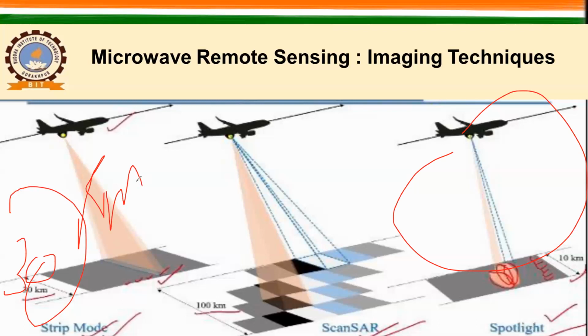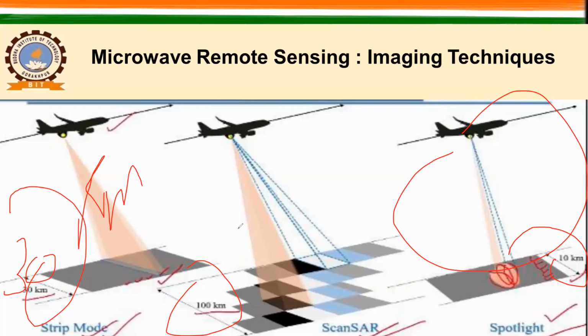And after this, the swath has been reported. When we are talking about the scanner, this 100 kilometer was reported. Here, 100 kilometer was reported. Then spotlight, this is 10 kilometer actually. Okay, so the swath is basically the width of your image, right?